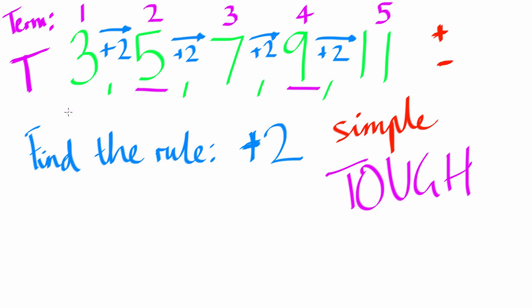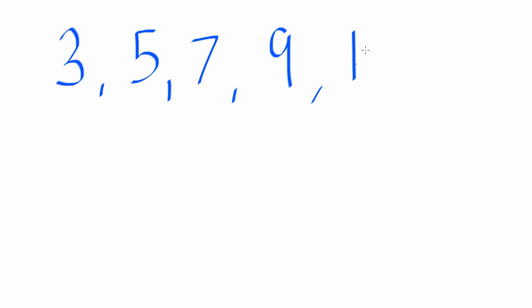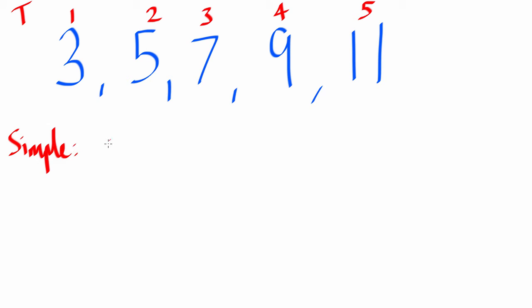Okay, good. Now that we figured out the rule was +2 for this pattern, the simple rule, now we're going to work out the tough rule, the full rule. I'm just going to write our terms up here. T for term. 1, 2, 3, 4, 5. There we go. Now, we figured out that it was +2, the simple rule. Simple was add 2. Based on the last term, you add 2. Based on 5, you add 2 to get 7. Add 2 to 7, you get 9. Add 2 to 9, you get 11.